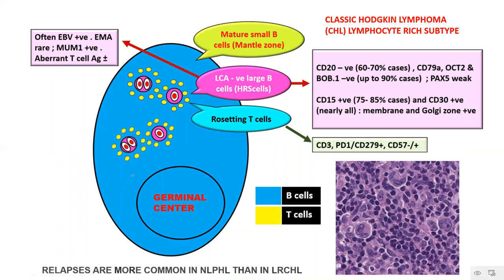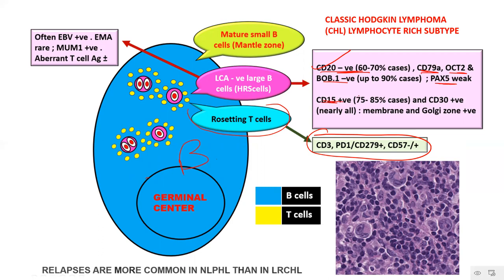You have a very prominent B cell-rich background within the nodules. You have a large atypical Hodgkin-Reed-Sternberg cell population, which is often seen at the periphery of these nodules, and these are surrounded by a population of rosetting T cells of the helper T cell phenotype. These large atypical Hodgkin-Reed-Sternberg cells are usually negative for CD20 in up to 70% of cases. Also negative for other B cell markers like CD19, CD79A, they do not express the B cell associated transcription factors and are weak in expressivity of PAX5.